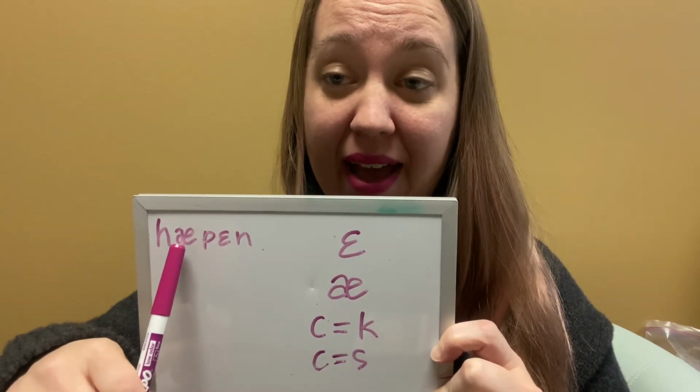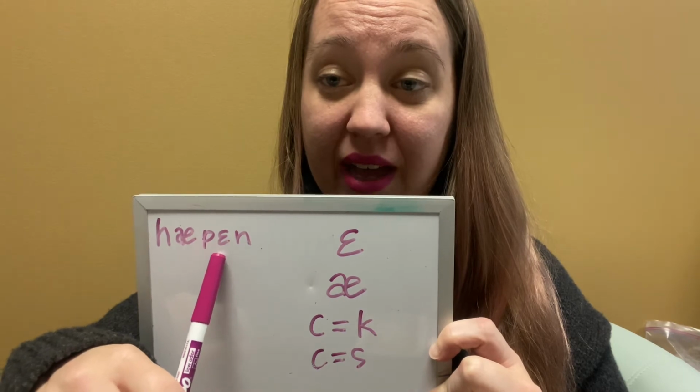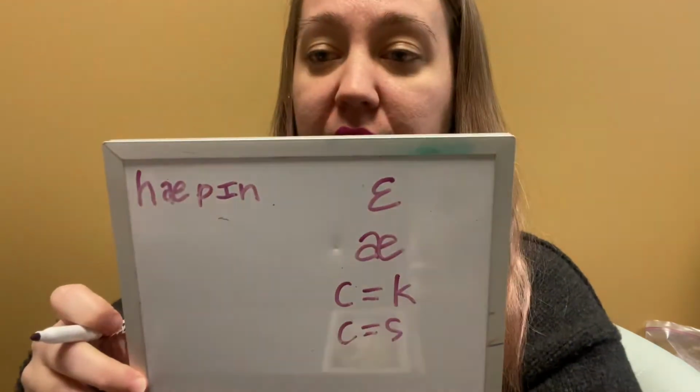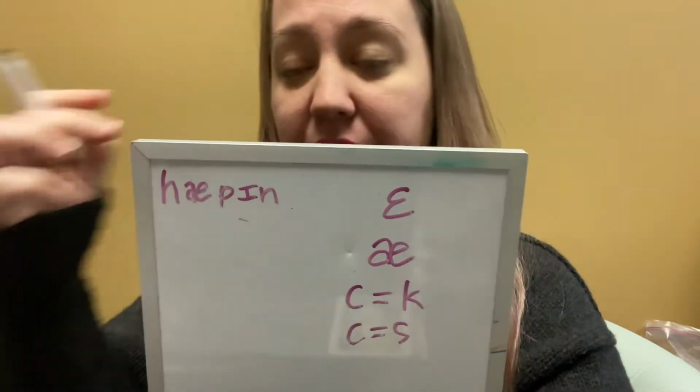Happen. Now, if you pronounce this word happen, that's fine. It just wouldn't have an epsilon. It would instead, I'll show you what it would instead have if you pronounced it happen, which is an okay way to pronounce it in English. It would have an I.